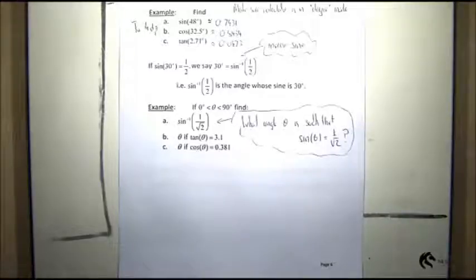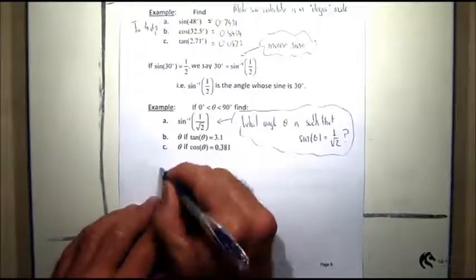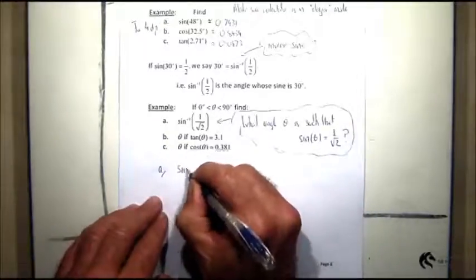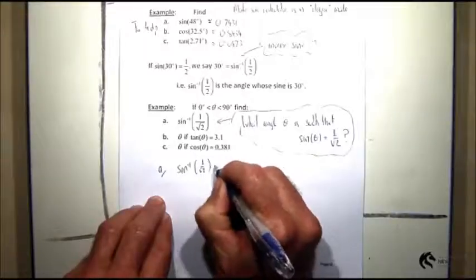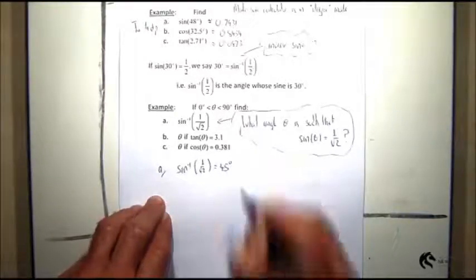And if I go back to my table here and have a little browse, I can see the sine of 45 degrees is 1 on root 2. So sine inverse 1 on root 2 must be 45. That's what we're trying to indicate here. So in here, I would say part A, sine inverse 1 on root 2 is equal to 45 degrees.